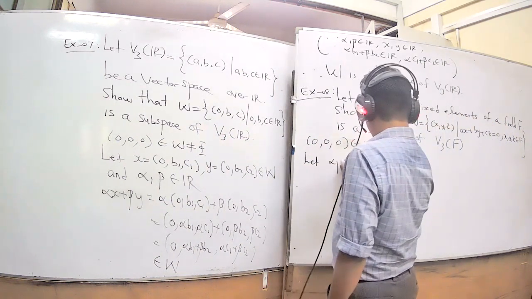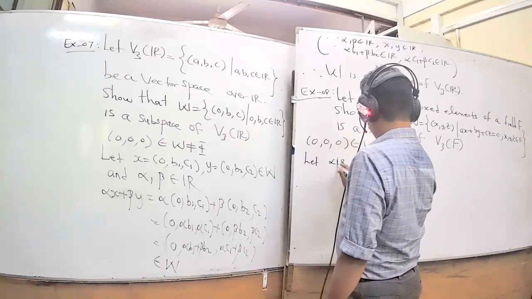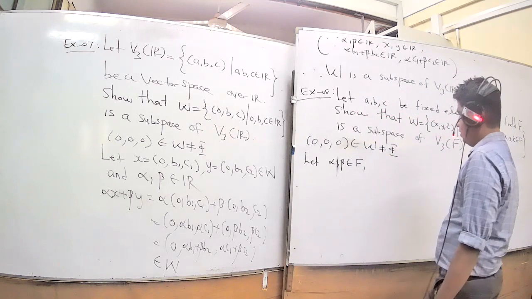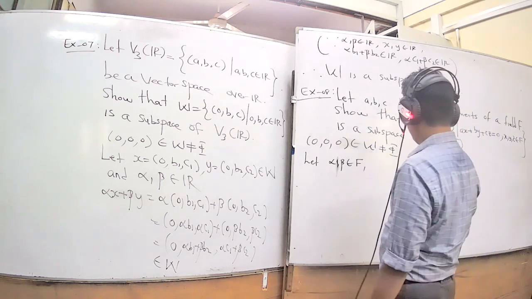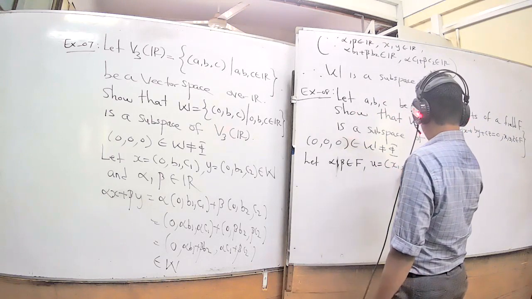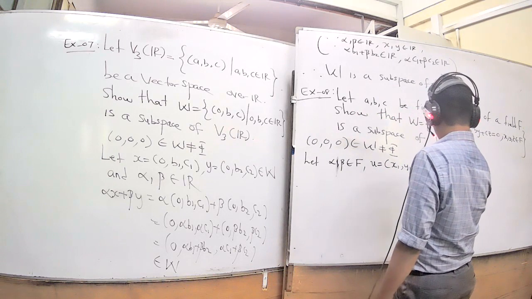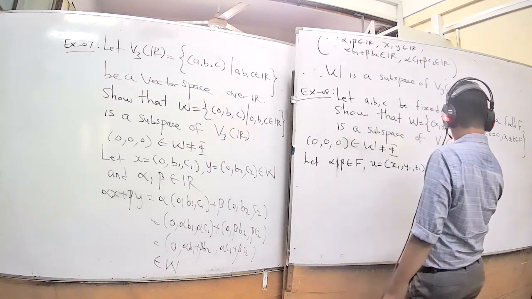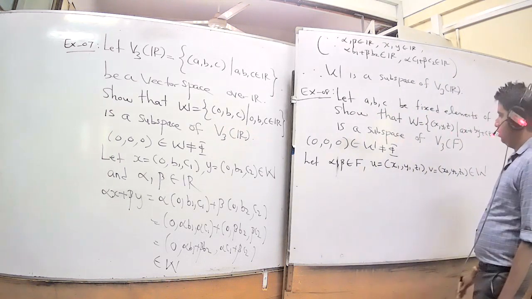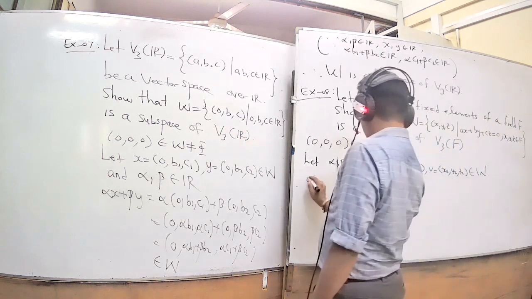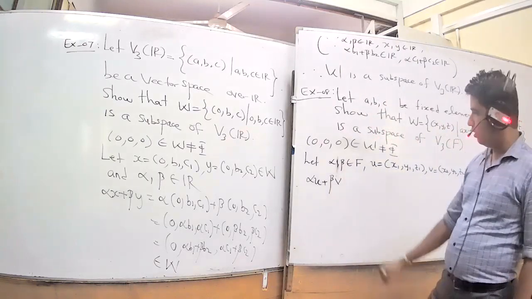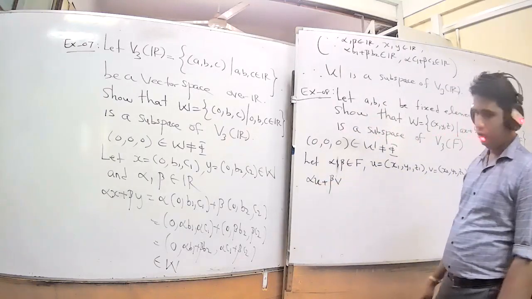Now take two scalars alpha, beta belonging to F, where the field is F. And take u = (x1, y1, z1) and v = (x2, y2, z2), both belonging to W. So now your claim is: take alpha u plus beta v, and show that alpha u plus beta v belongs to W.